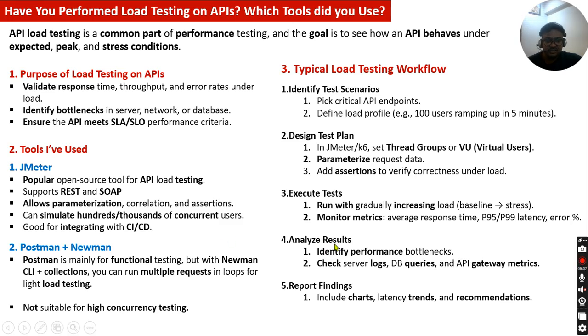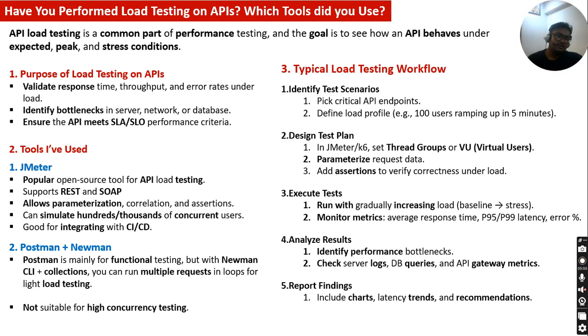Okay, so analyze the result, identify the performance bottleneck, check server logs, DB queries and API gateway metrics to see how it is going to impact the overall performance of the applications. Then report findings, include the charts, latency trend and recommendation. Most of the times in my experience we use the Power BI dashboard, because the response that we get is bulk. To see that response in a proper way you can either use Excel to create some chart or graph, or you can use a Power BI dashboard to create a customized report for the business team or the management team to understand how your API has behaved.